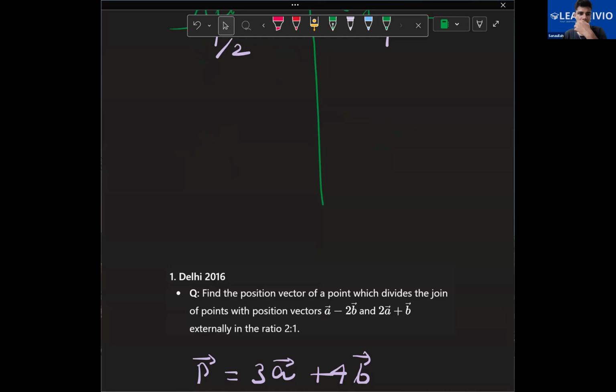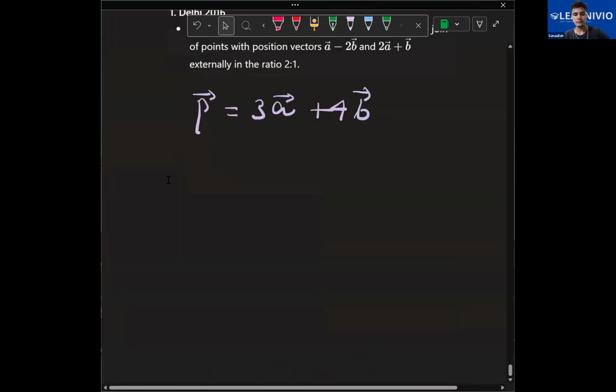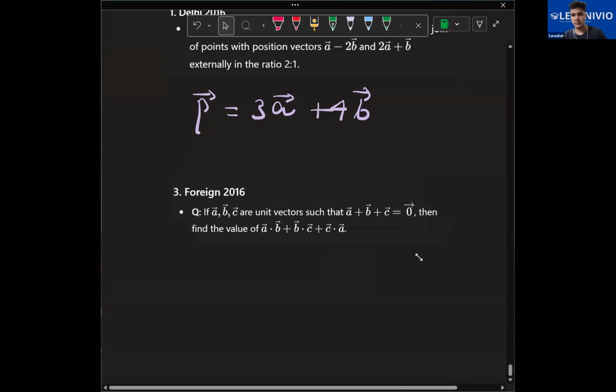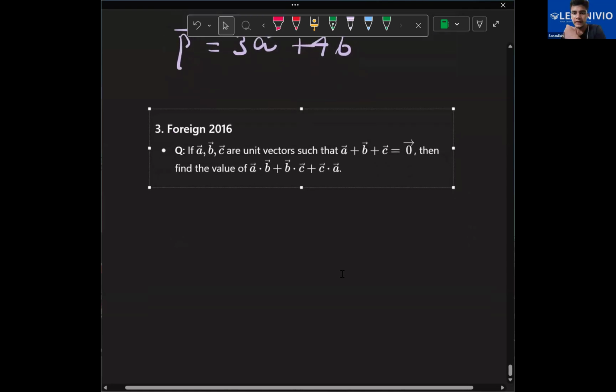ठीक है फिर. Okay. How about this one? If A vector, B vector, and C vector are the unit vectors, such that A vector plus B vector plus C vector is equal to zero vector, null vector, then find the value of A dot B, B dot C, and C dot A. अगर आपको ये फॉर्मूला पता होगा, then I think that can help you.